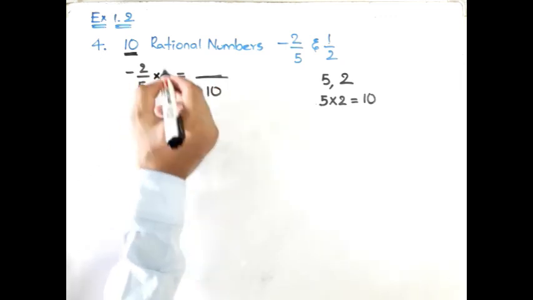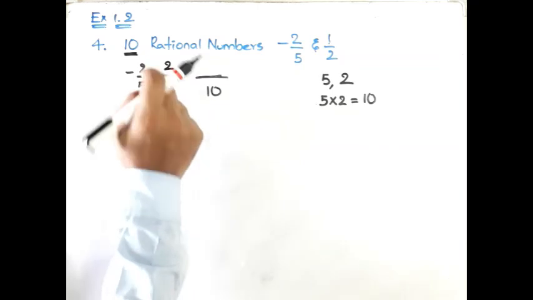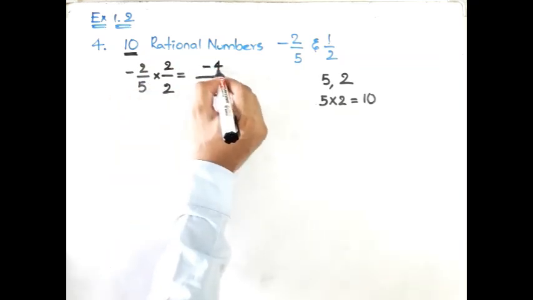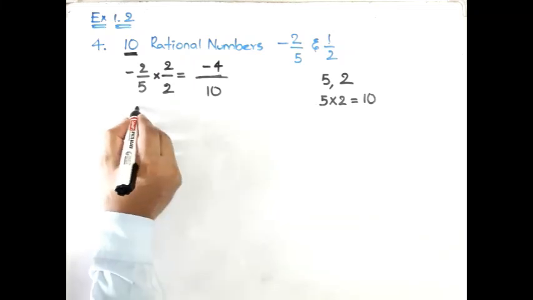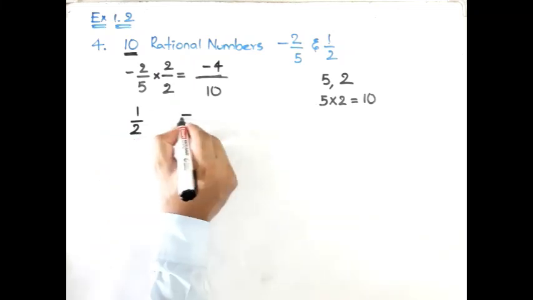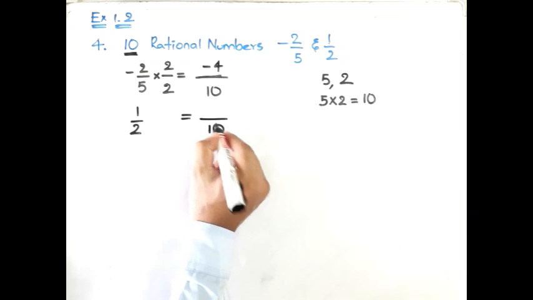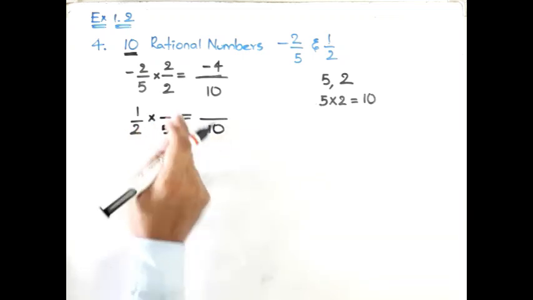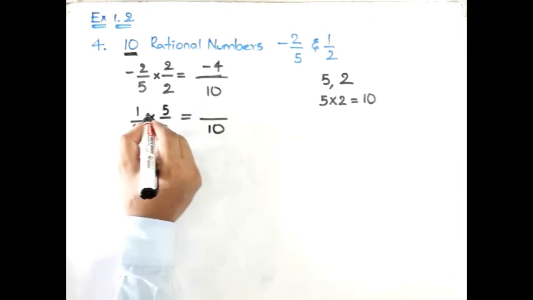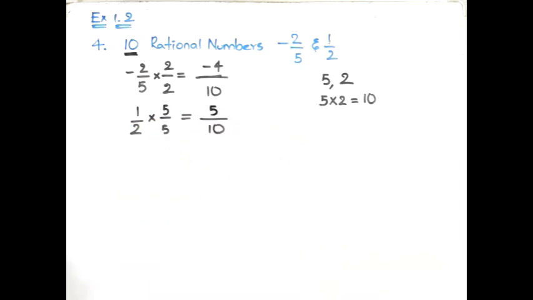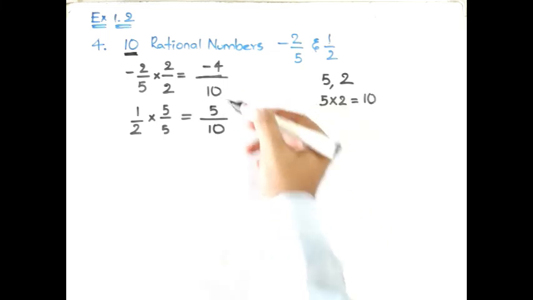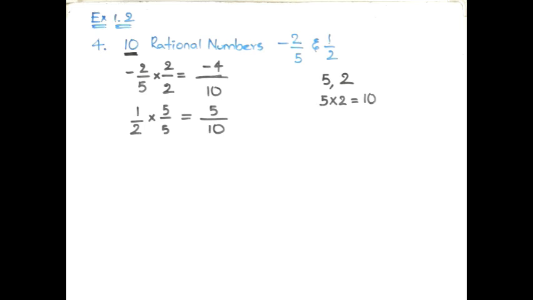5 twos are 10. The same number should be given to the numerator also, so minus 2 into 2 is minus 4. Next, the other number is 1 by 2, and the new denominator is 10. By multiplying 2 with 5, only then will you get 10. The same should be applied to the numerator also: 1 into 5 is 5, so 5 by 10. Now we are done with the first problem. That means we made the denominators the same.